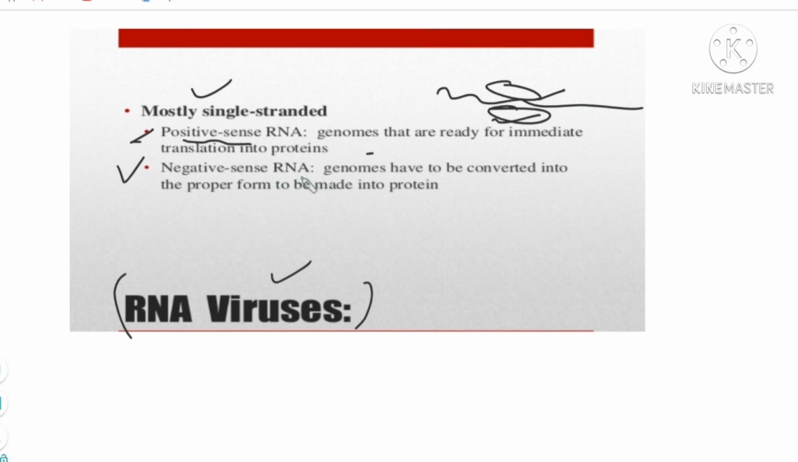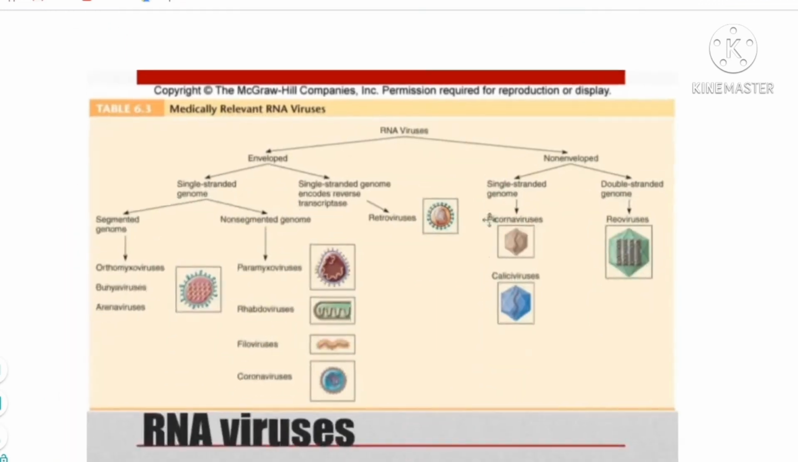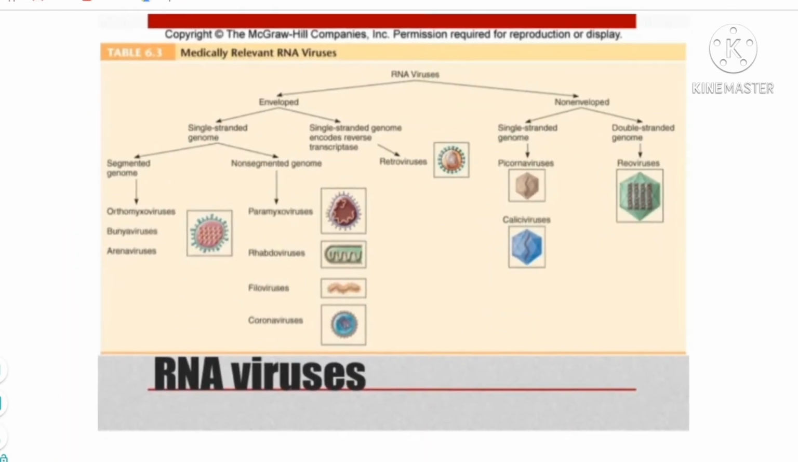But this negative sense RNA genome has to be converted into the proper form to be made into protein. This means it is not functional at the time of infection. So before that it has to make some modifications in itself, then it can synthesize its proteins.